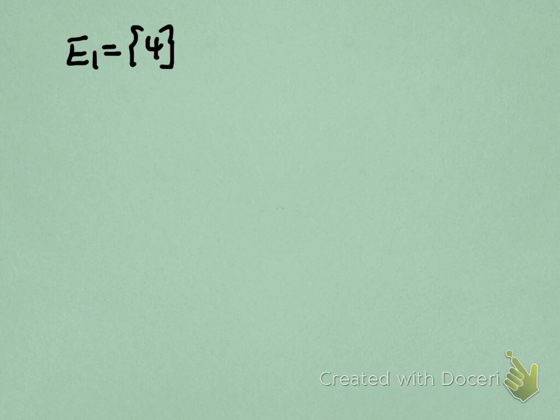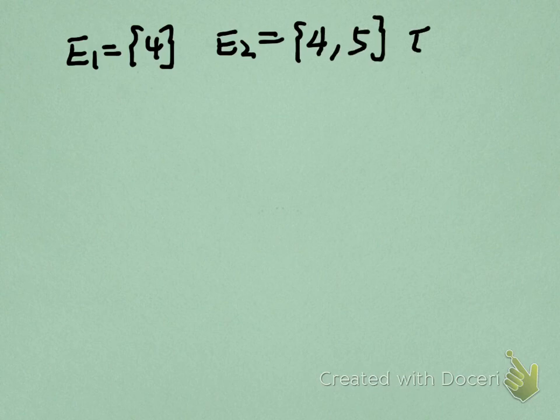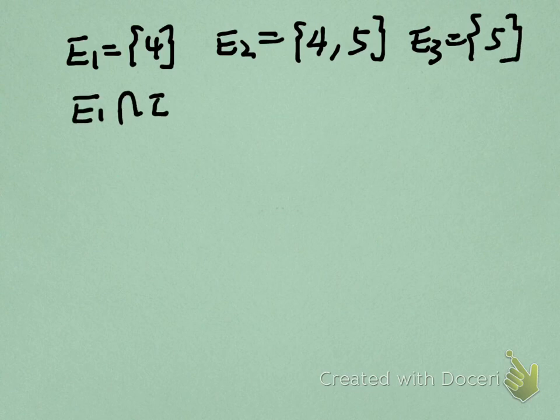So let me finish with an example. Here E1 is the set of only one element, 4, E2 is the set of 4 and 5, and E3 is the set of only 5. So what's the answer for E1 intersection E2? This is the elements shown in both of these 2 sets. For this example, the answer is the number 4.